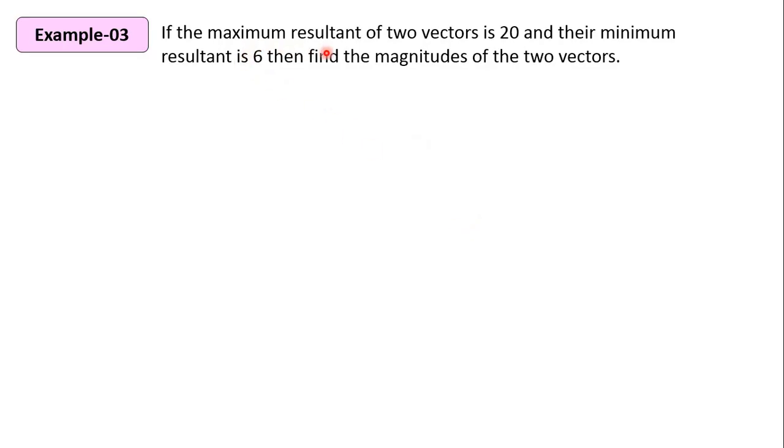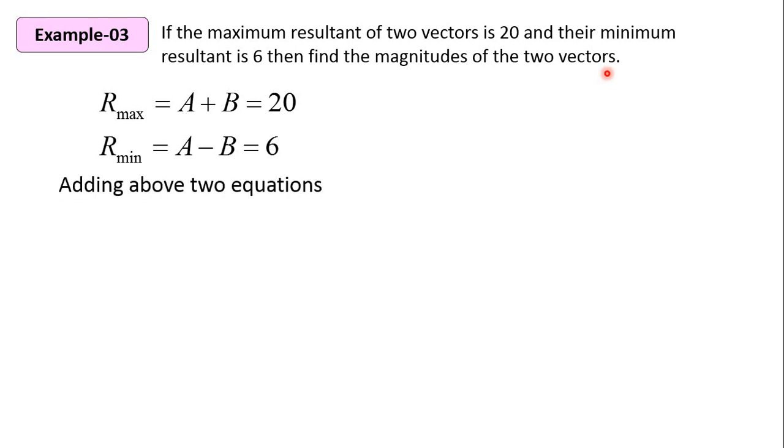If the maximum resultant of two vectors is 20, that means this is a plus b, and their minimum resultant is 6, this is a minus b. Then find the magnitudes of the two vectors. So from the question what we understand is that R max, that is a plus b, is equal to 20, and R minimum, that is a minus b, is equal to 6.